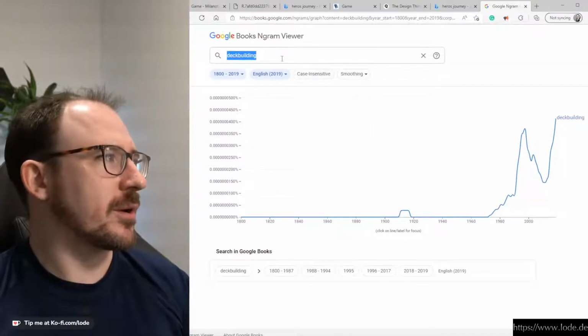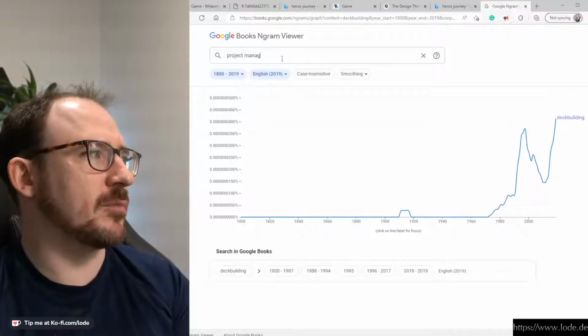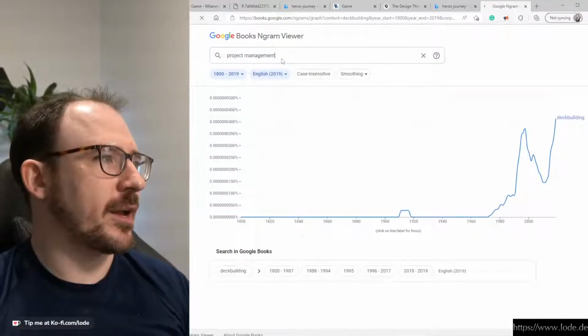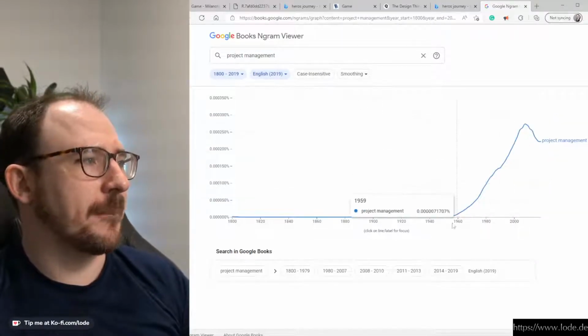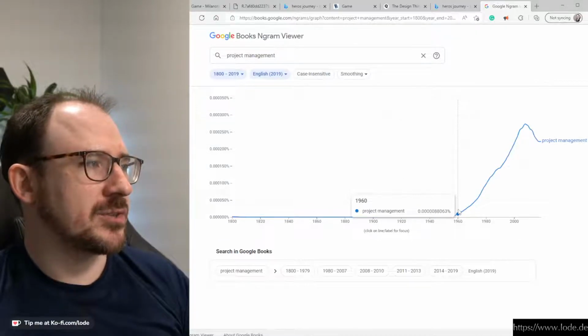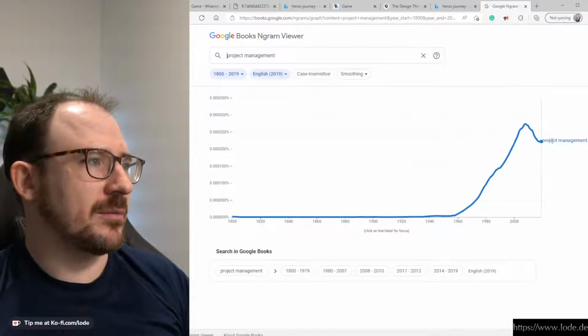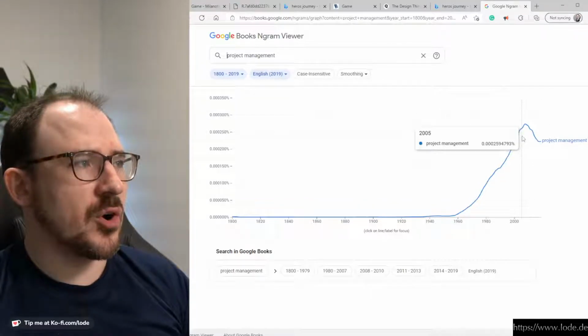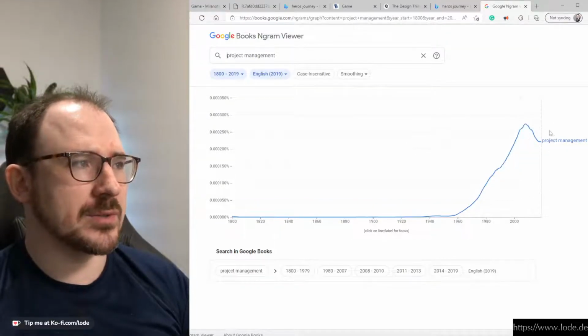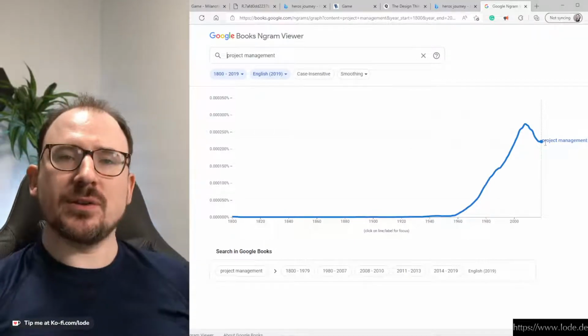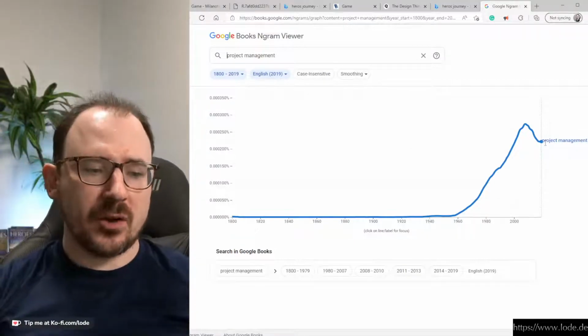Same with, for example, another one would be project management. That would be a theme of my current game. Okay, how is it going? So people took a lot of interest since the 1960s, but around 2009 or so, people lose interest. And of course, you have to know why. Why are people no longer using that? So you can use different tools to find out more about the market.